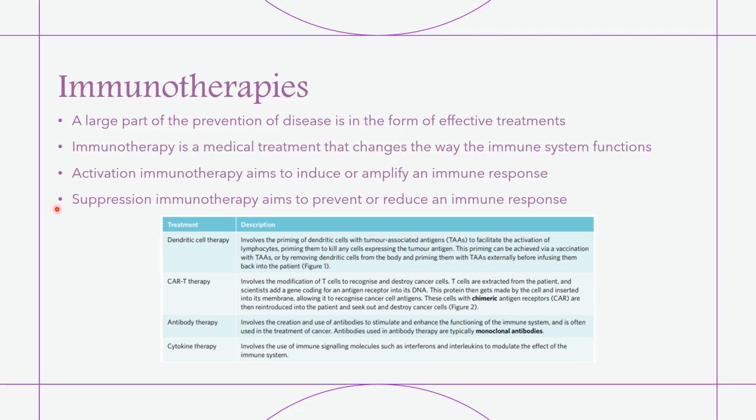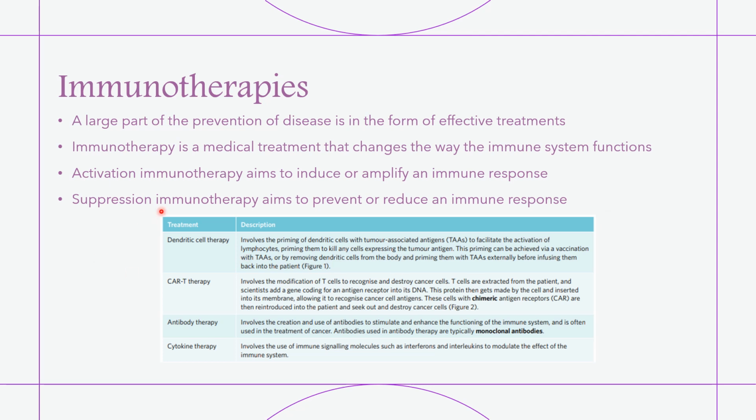We can have activation immunotherapies. This is therapy that aims to activate an immune response, or induce or amplify an immune response. And then we have suppression immunotherapies. This is where we have therapies that are trying to suppress, reduce or prevent an immune response. So depending on what kind of disease it is, you might want to amplify an immune response or you might want to suppress it.